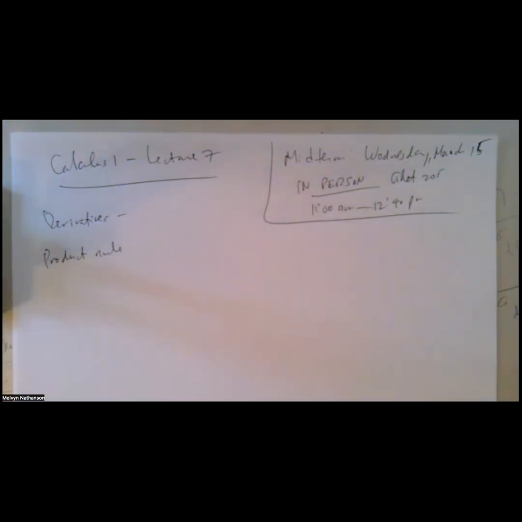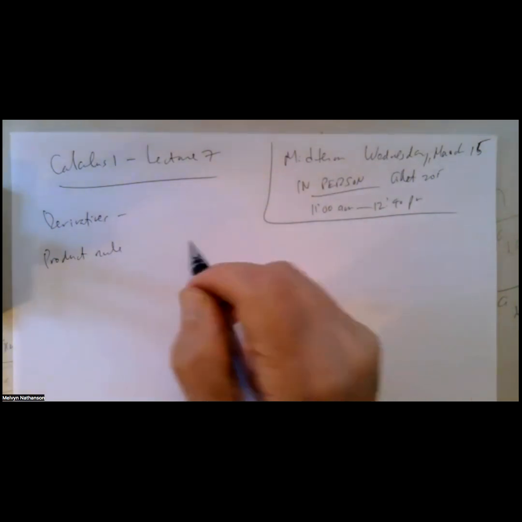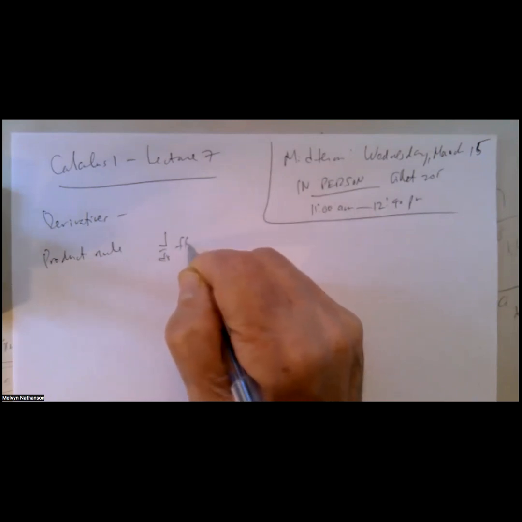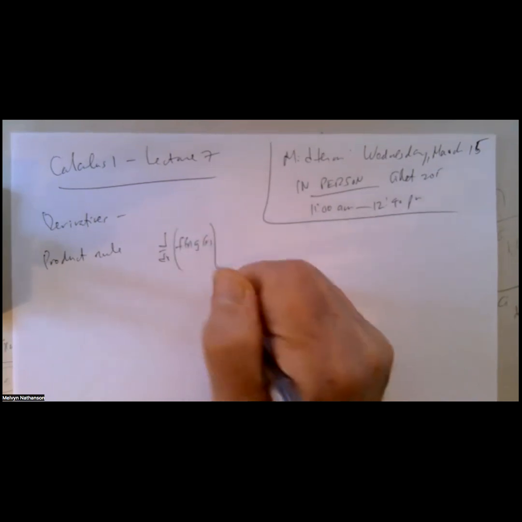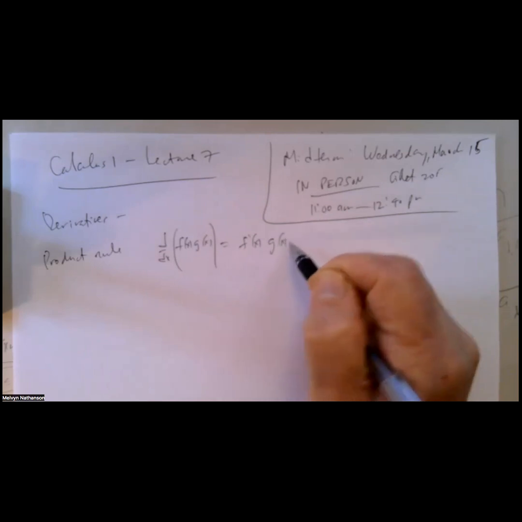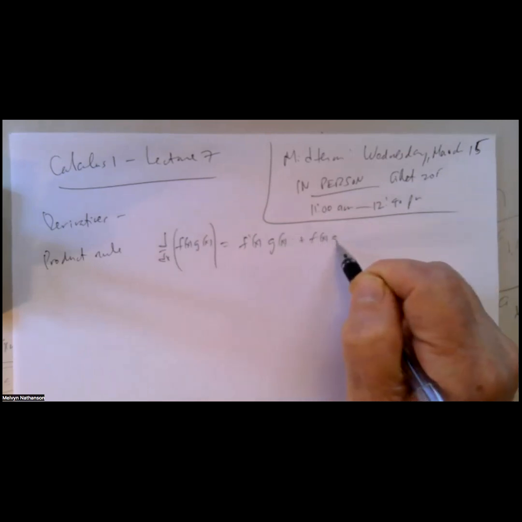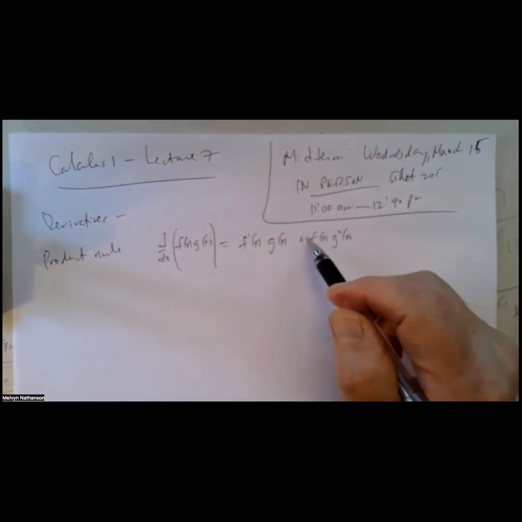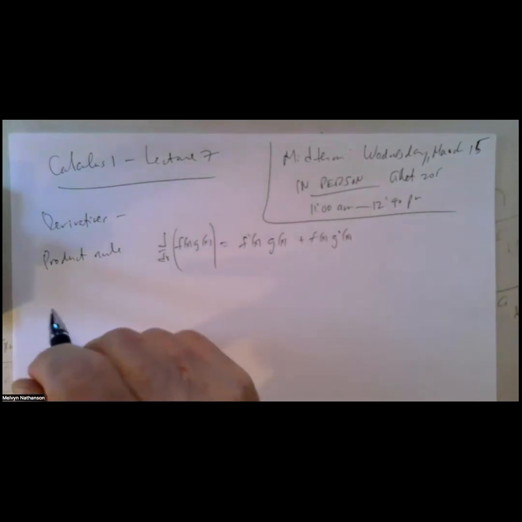says that you have two functions, f and g. The derivative with respect to x of f of x times g of x is the derivative of the first function times the second plus the first function times the derivative of the second. And again, we're using here two different notations for the derivative, but it's the same derivative. That's the product rule.